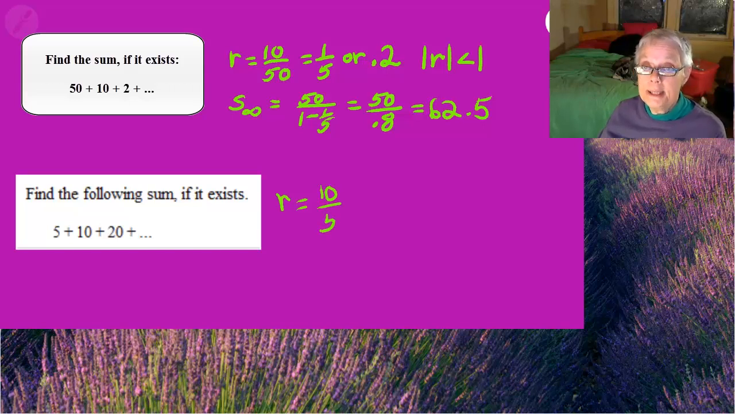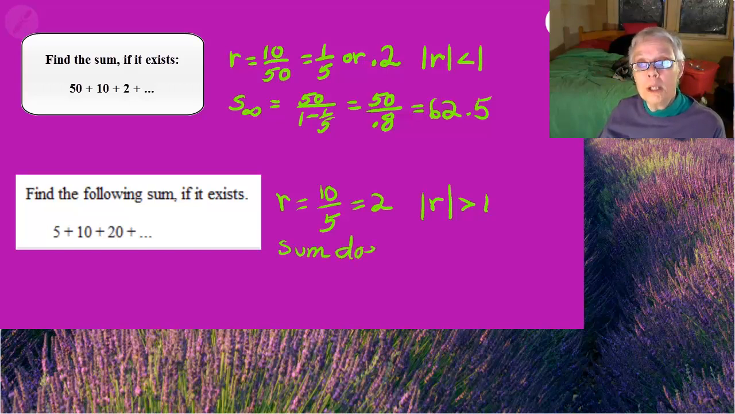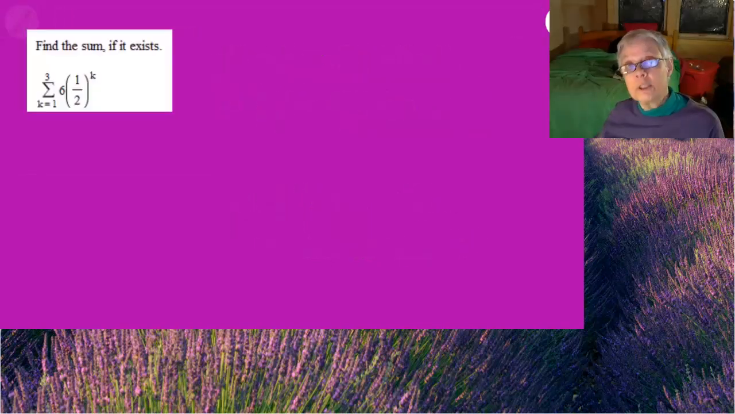Now, let's try the second problem. Take the second term divided by the first term. We find out that the common ratio is 2, which is bigger than 1. So, of course, the absolute value is greater than 1, and so the sum does not exist. We say it diverges. When there is a sum, we say it converges.